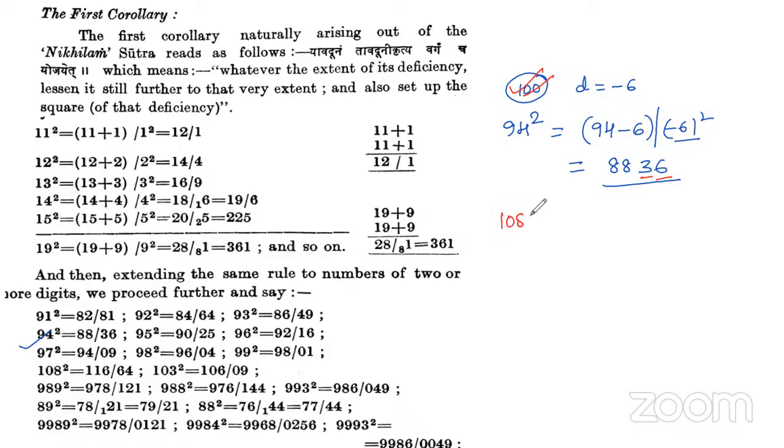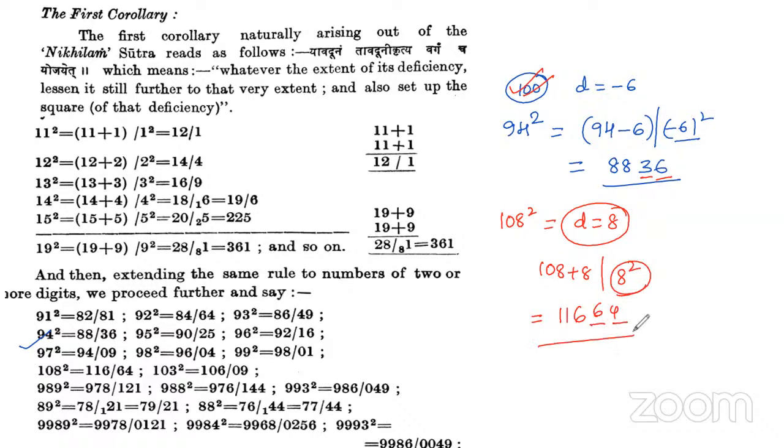Suppose 108 square. If you see, same problem, the deviation here will be positive 8. So 108 plus 8, and 8 square. So here 116, and 2 digits we have to fix. 8 square is nothing but 64. So this will be the square of the number.